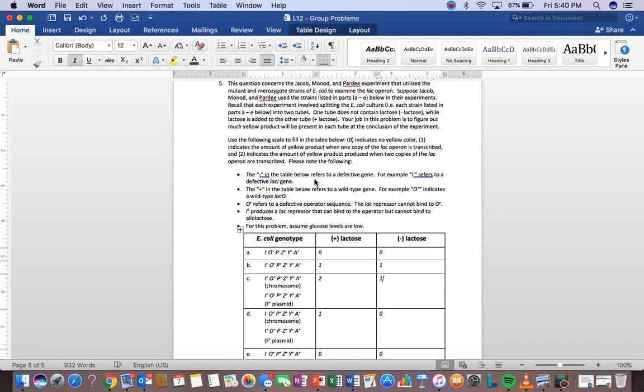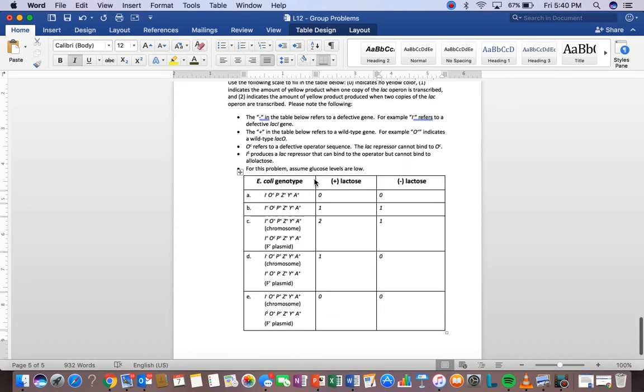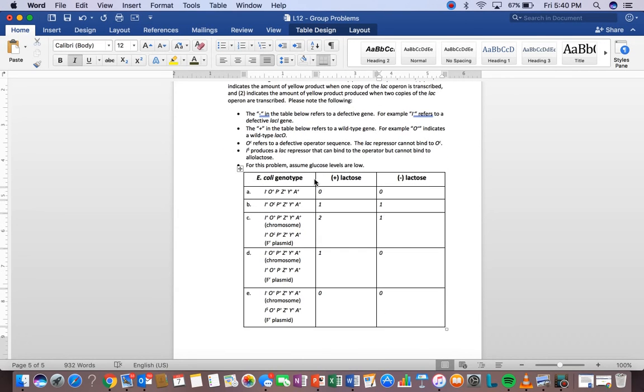All right, so that brings us to question 5. In this one, it's referring to the experiment that we read about in our reading this week. It's saying, if these guys had used the genotypes listed below and put them in 2 different test tubes, one with lactose and one without lactose, our job is to figure out how much yellow product would be present in each tube.